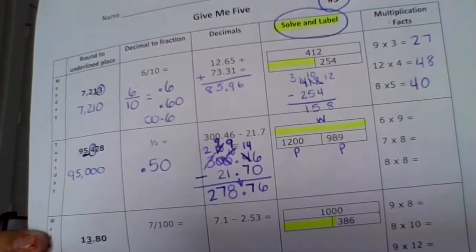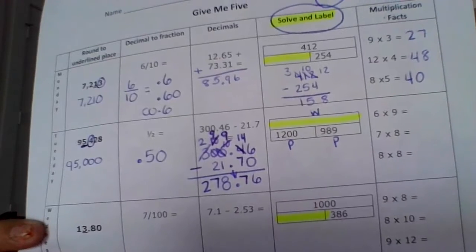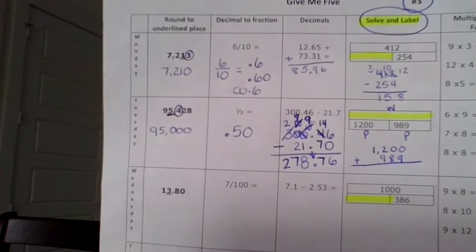Well, I know 1,200 and 989 together will make up that whole. So what operation are we going to do? Correct. Addition. So 1,200 plus 989. Make sure you line up your numbers by place value so you don't get them mixed up.